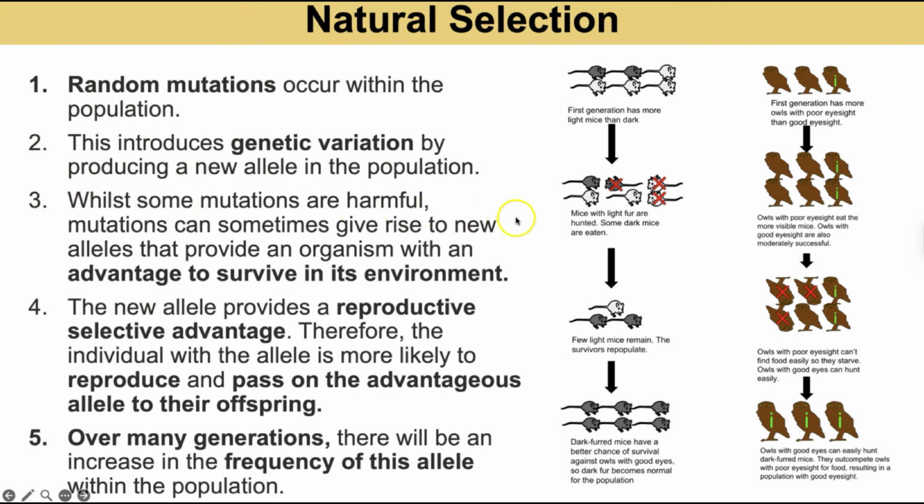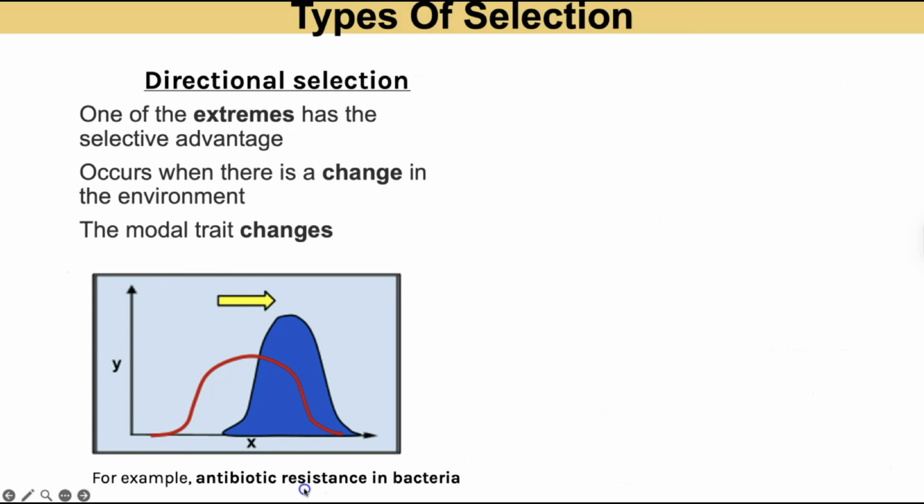Some mutations might be harmful, but some are actually advantageous. So if an individual did have that allele, they might be more likely to survive. If they're surviving, they're more likely to reproduce. And if they reproduce, then they're passing on that new mutated allele to their offspring. If this repeats over many generations, most of the population, or a lot of the population, will now have this allele in their DNA. That means the frequency of that allele has changed over many generations, which was our definition of evolution.